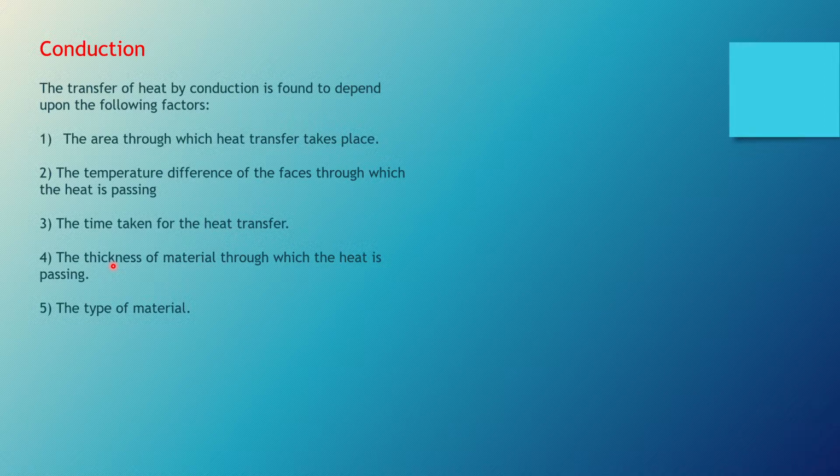And of course, the type of material, for example, copper, steel, gold, and so on. Different materials will give you a different heat transfer rate. Each material will have a different value of thermal conductivity, and it is denoted by the lowercase letter k in these notes here.